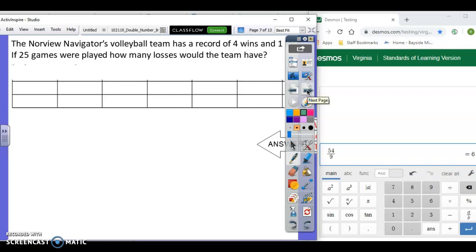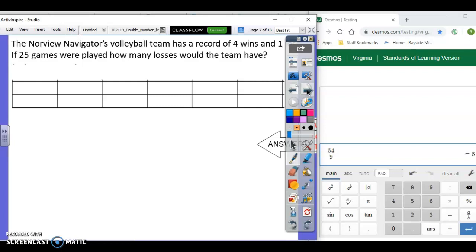All right, the next question. So go ahead and press pause. When you're finished solving it, press play to check your answer. All right, number 5. The Norview Navigators volleyball team has a record of 4 wins and 1 loss. If 25 games were played, how many losses would the team have?